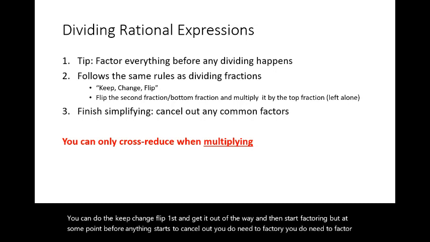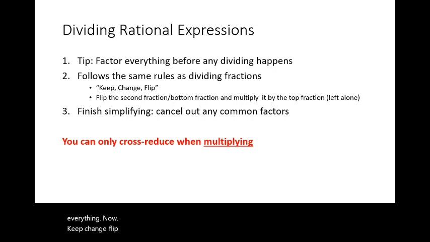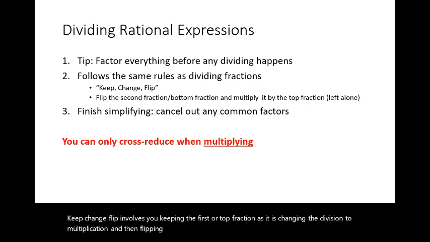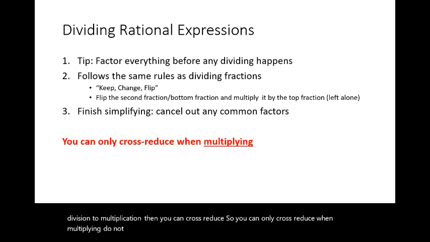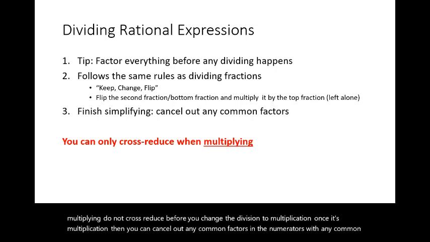Now, keep, change, flip involves you keeping the first or top fraction as it is, changing the division to multiplication, and then flipping the second or bottom fraction. As soon as you change the division to multiplication, then you can cross-reduce. So you can only cross-reduce when multiplying. Do not cross-reduce before you change the division to multiplication. Once it's multiplication, then you can cancel out any common factors in the numerators with any common factors in the denominators.